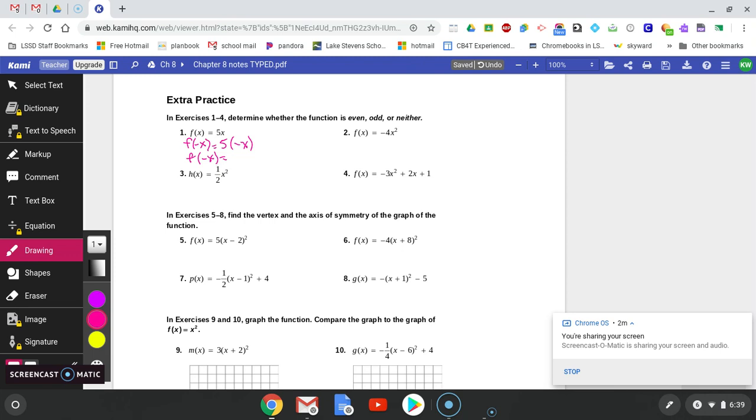So 5 times negative x is negative 5x. We started with a positive 5x, which means the whole thing switched. So that means this is an odd function.